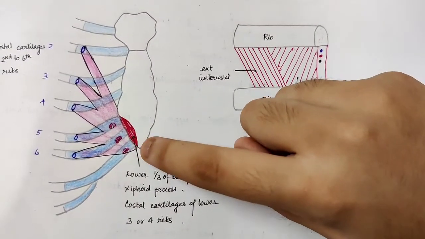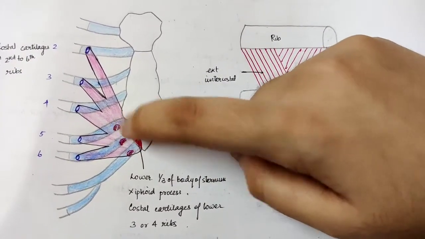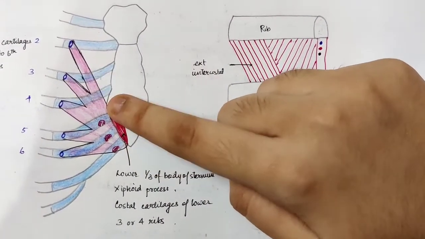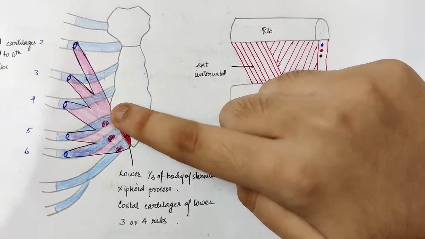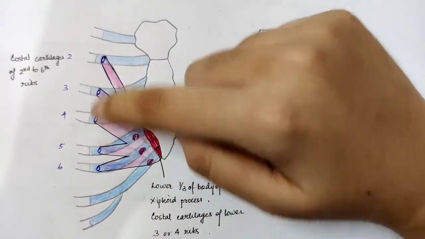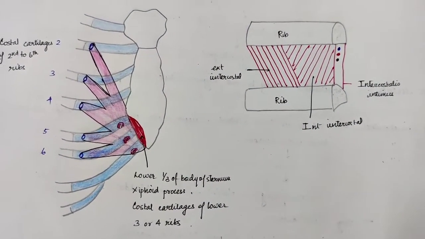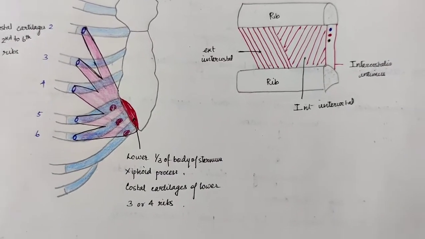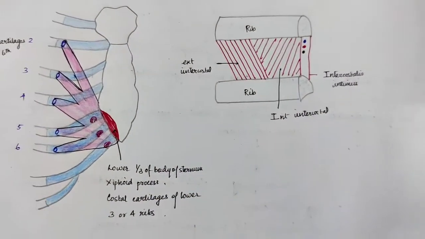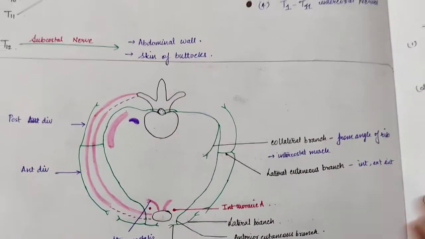Next is the xiphoid process, and the costal cartilages of 3 or 4 ribs, which are the lower true ribs. So 7, 6, 5, or maybe 7, 6, or maybe 6, 5. And it gets inserted into the costal cartilages of the 2nd to 6th ribs. So the origin is from the lower 1/3 of the sternum, the xiphoid process, and the costal cartilages of the lower 3 to 4 ribs. It can be 4 also, and it gets inserted to the 2nd to 6th ribs. So these are the intrinsic muscles.